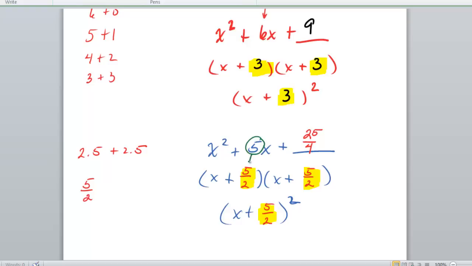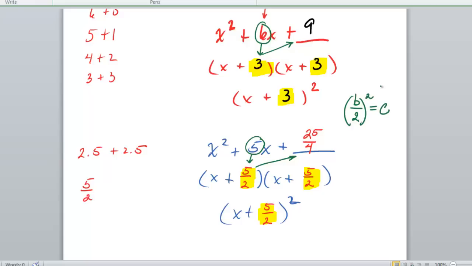Now what I want you to recognize right here before we get into notes is this relationship between here and there. That b value is being written over 2, and then it's being squared to get the 25 over 4. So if you think about this, if we took 6 and wrote it over 2, that would give us 3, and then of course the 3 squared would be 9. And so we can come up with a little pattern here: if we take our b value, write it over 2, and square it, that's going to equal the c value that we're trying to use to complete the square.